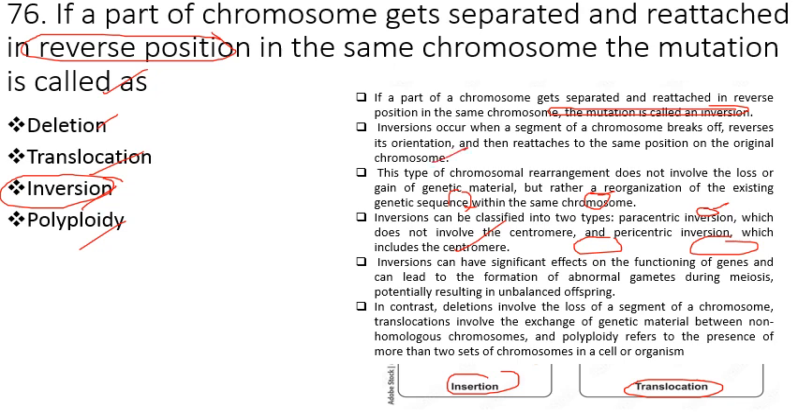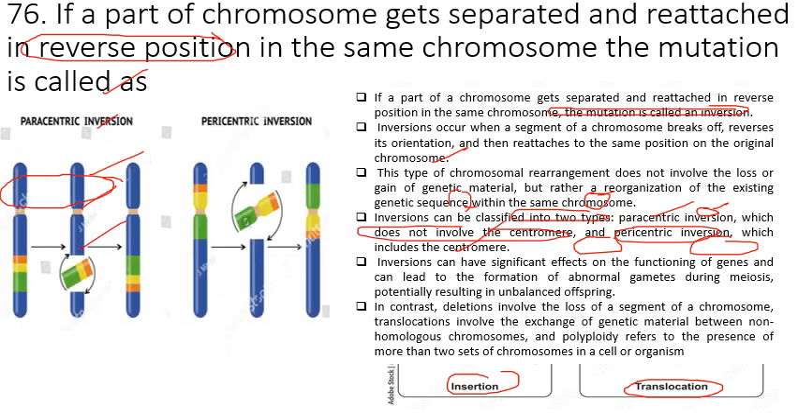This type of chromosomal rearrangement does not involve the loss or gain of genetic material, but rather a reorganization of existing genetic sequences within the same chromosome. Inversion can be classified in two types: paracentric inversion and pericentric inversion. Paracentric inversion is one which does not involve the centromere.